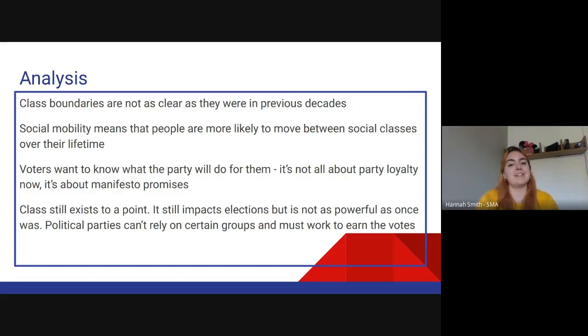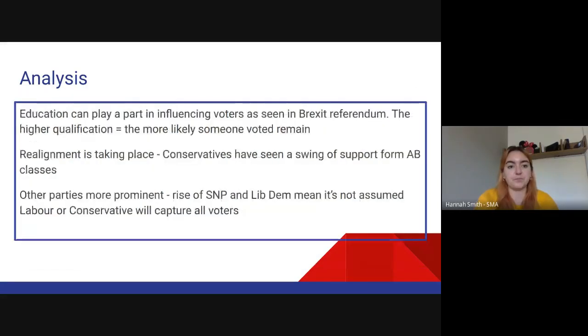We know class is still there, but political parties have stopped relying on that. The Labour Party used to rely on everyone who was a member of a trade union voting Labour. Everybody who had worked in a skilled profession like the mines or electricians, labourers, joiners, they would vote Labour. The Conservatives relied on the fact that the rich people would vote for them. They relied on the fact that the very highly educated would vote for them. That doesn't work now. People from all different backgrounds vote for all different parties.